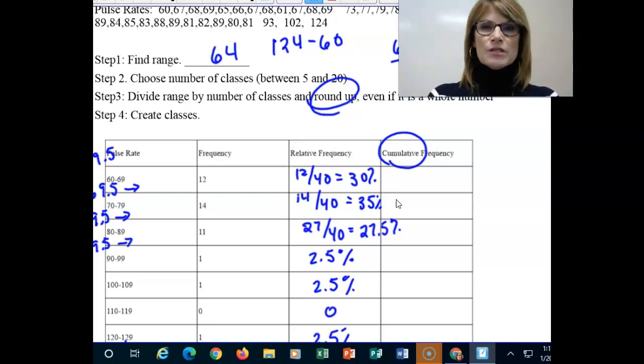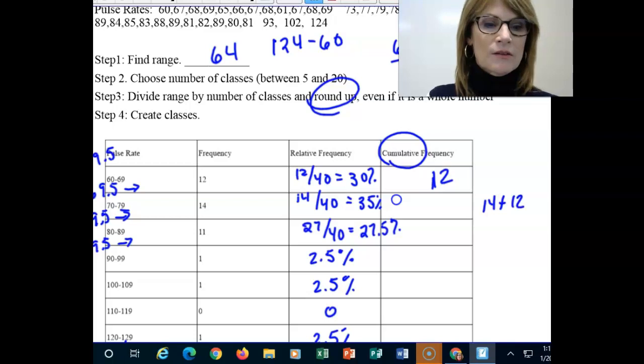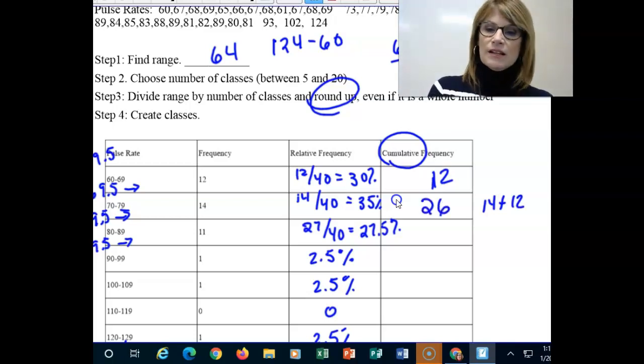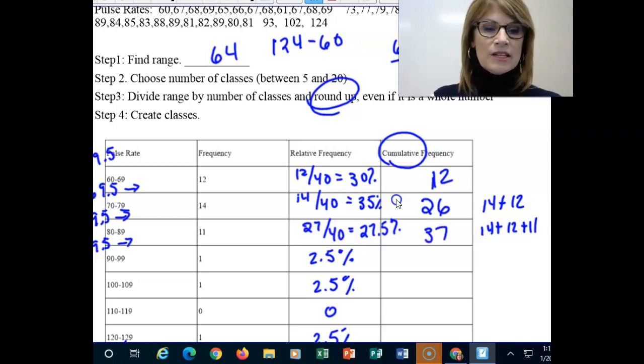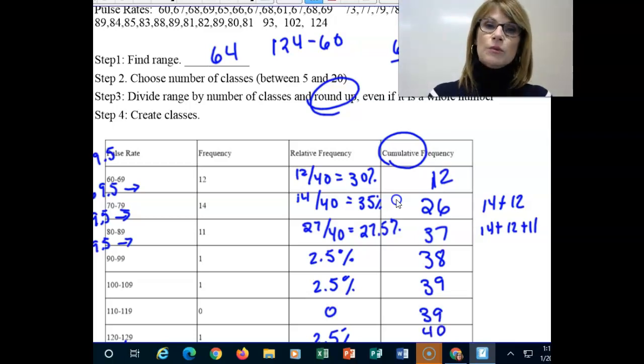A lot of times you'll see it written as less than 69. How many people had a pulse less than 69? 12. How many people had a pulse less than 79? 14, plus the 12 that was in the 60s. Okay, 80 to 89. We've got 11 more this time. 14 plus 12 plus 11. So 37 plus 1 more is 38, plus 1 more is 39, plus 0 is 39, plus 1 more is 40. So cumulative frequency is a running total.